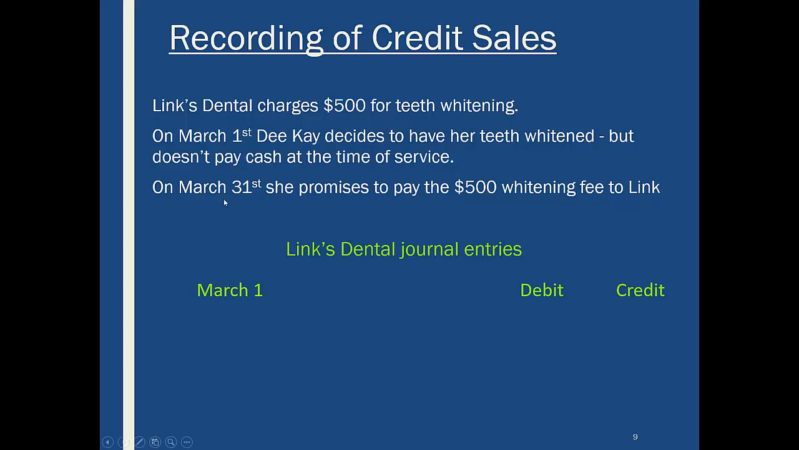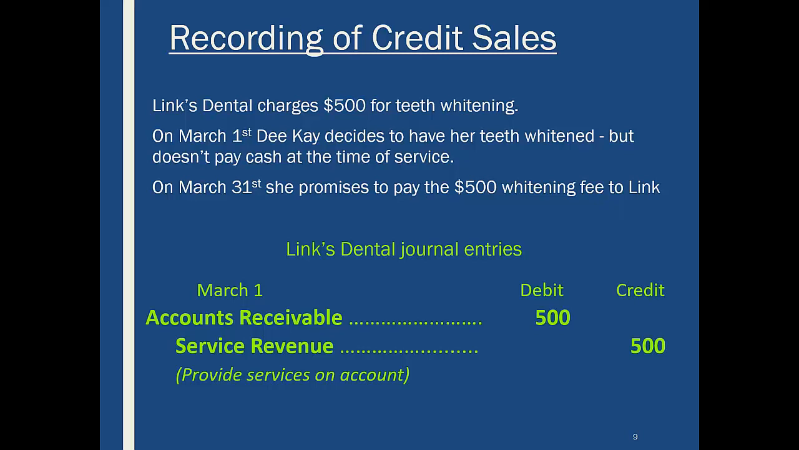Okay, so on March 31st, she promises to pay the $500 whitening fee. So this is what this would look like. So Lynx, I don't care what she does, but from Lynx Dental's point of view, they would take an accounts receivable because she put it on account, she didn't actually pay it, and they also earn the revenue. So you can see that when DK had her teeth whitened was the day that Lynx Dental was able to acknowledge the service revenue. So that's what this was. Okay, even though they didn't get the cash, they still did perform the service and they are still owed that money. So this is the entry that gets made.